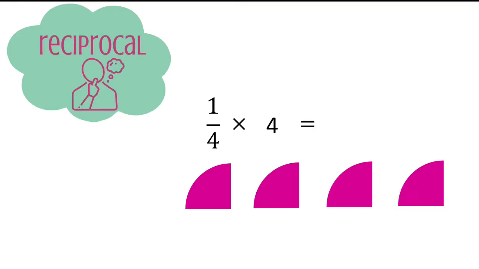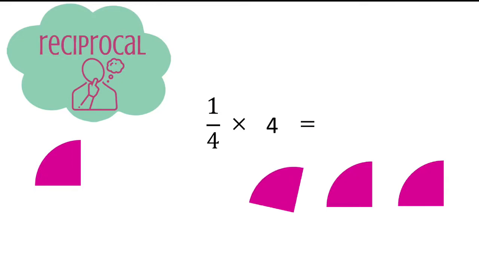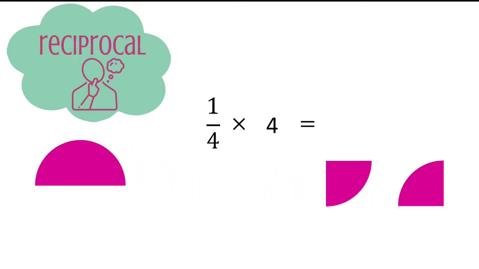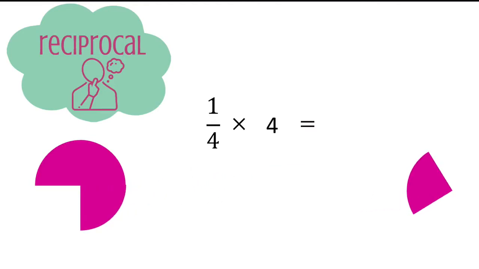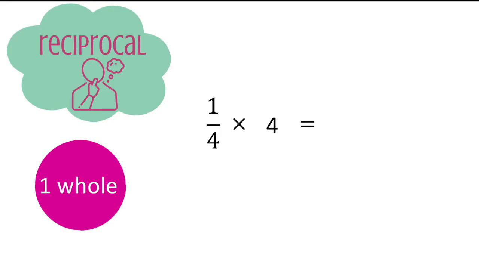Once I have all my pieces, I'm going to go ahead and put them together. As I piece them together, I hope you are seeing what is happening. When I take 4 1/4 pieces and put them together, they create a whole. Mathematically, I'm going to change the 4 back to 4 over 1 so that we can multiply the numerators and multiply the denominators to get 4 over 4. What does 4 over 4 equal? You guessed it, 1 whole.